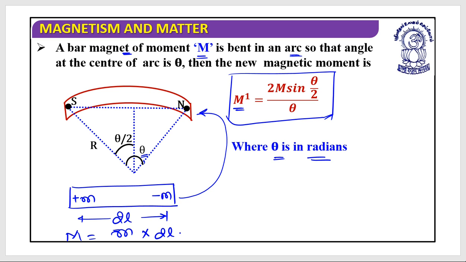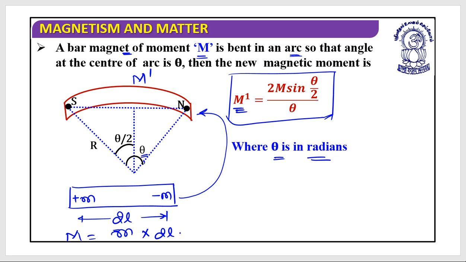Is it clear? Are you sure? Have you noted down? The magnetic moment of this is m dash, which I have derived. m dash is equal to 2m sine theta by 2 divided by theta. Is it clear? Any doubts? Anything? Are you sure?